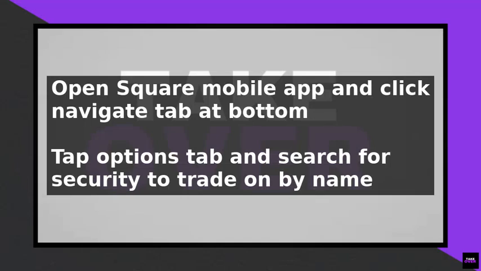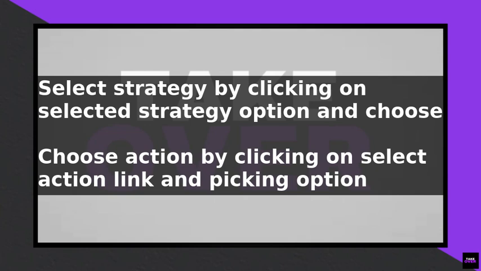To create options on the Square mobile app, start by opening the app and clicking on the Navigate tab at the bottom of the screen. Then, tap on the Options tab from the top bar and search for the security you want to trade on by entering the name or symbol of the stock or ETF in the search bar. For example, you can type in Amazon and select it from the search results.